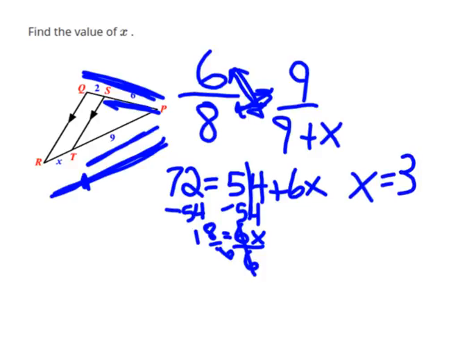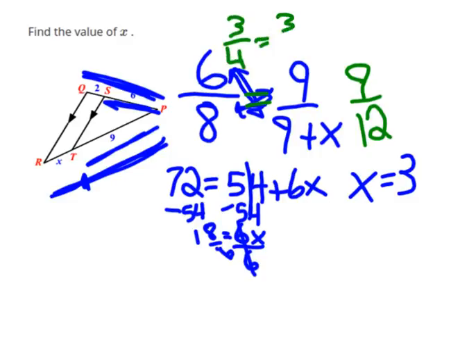If I go back up to my proportions, I know that 6 over 8 should be equal to 9 over 9 plus 3. I now know this bottom one is 12, so I should have 9 twelfths should be equal to 6 eighths. If I simplify that, I will get 3 fourths is equal to 3 fourths. I've got two proportions that are equal. That means I have in fact solved this problem.